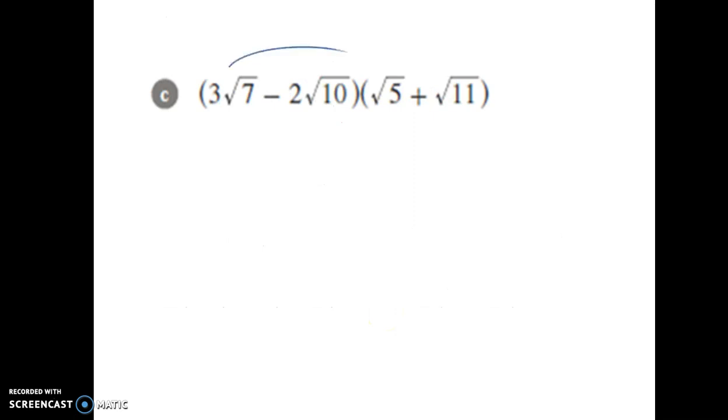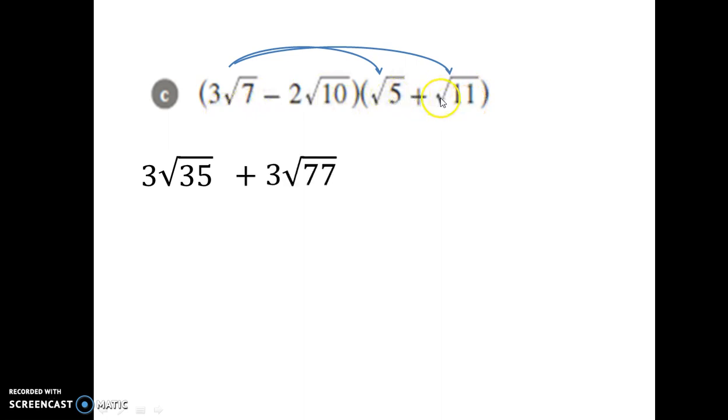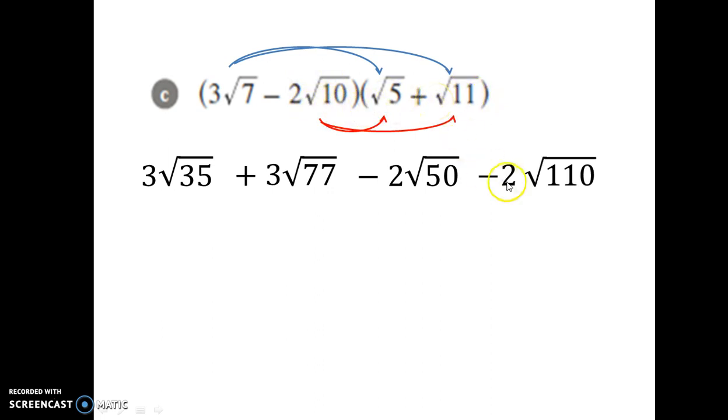Let's look at C. That times that, it's going to be 3 root 35. This one, this times this, it's going to be 3 root 77, because 7 times 11 is 77. Next, we're going to multiply this one by the first. This is going to be negative 2, and this is root 50. Then we'll multiply those. So negative 2 times this is negative 2, and 11 times 10 is 110.